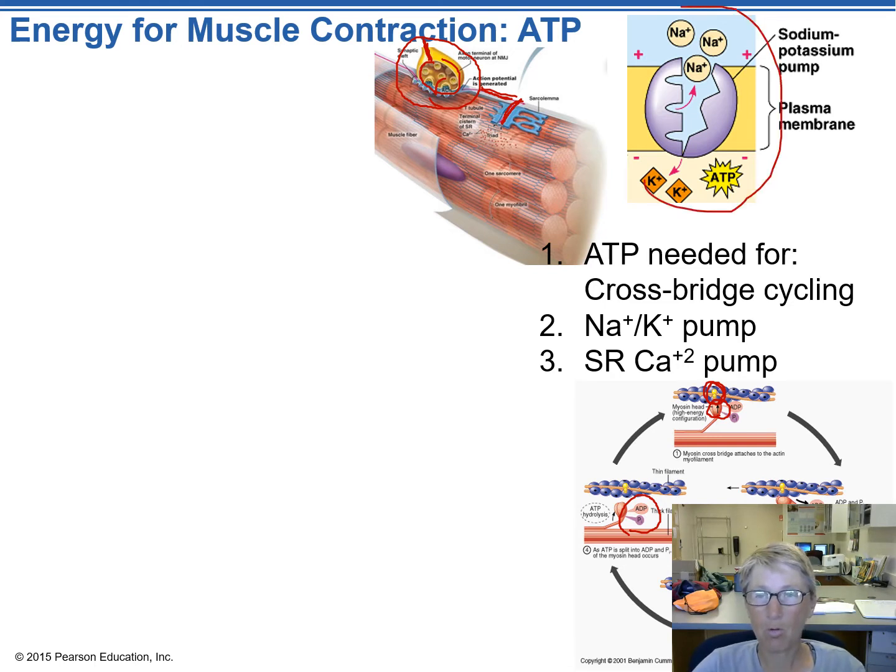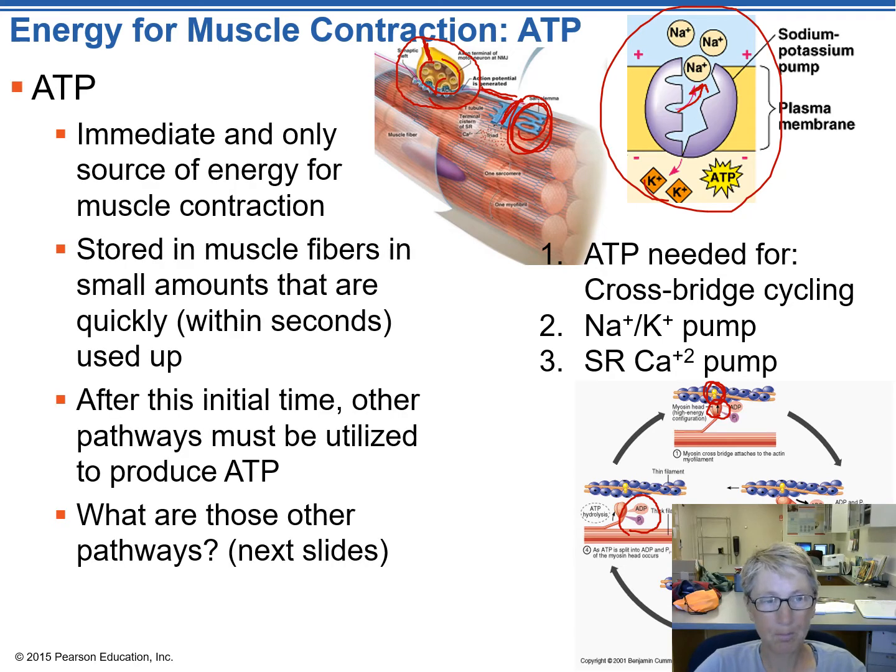That's this cartoon up here, where you pump 3 sodium out into the extracellular fluid for every 2 potassium that you pump in. And then also the SR, so that's this blue stuff here, that's sarcoplasmic reticulum, and you need ATP to pump the calcium back into the sarcoplasmic reticulum when you're done with the muscle contraction.